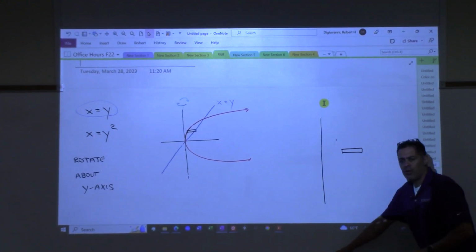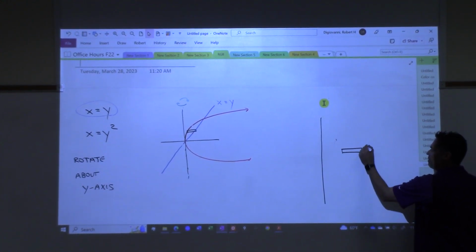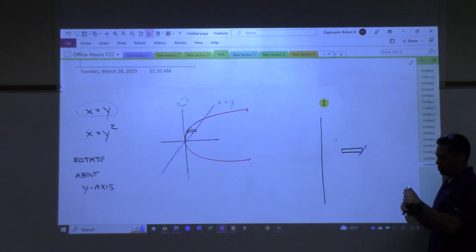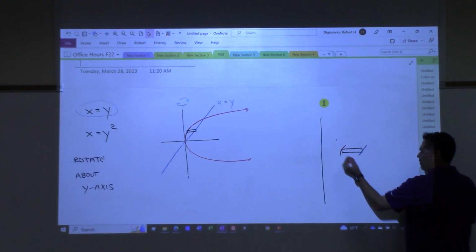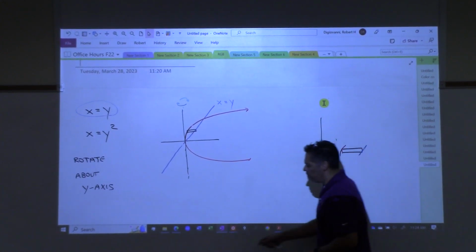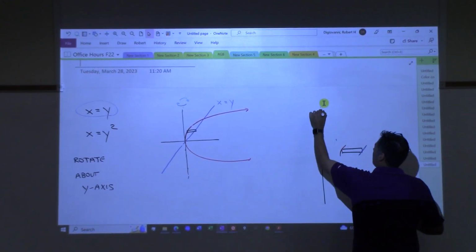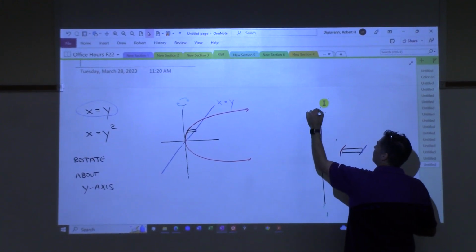I have the blue curve on the right side, right? On the right side, not top and bottom anymore, right side. And then I have the red curve on the left side. My axis of rotation is the y-axis, right?